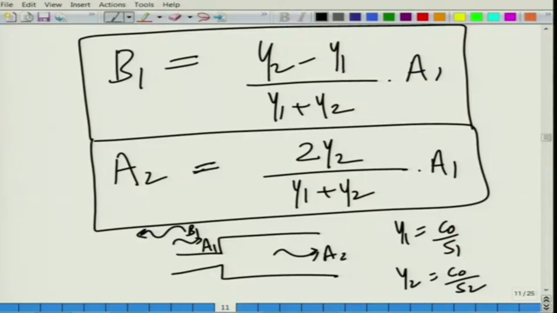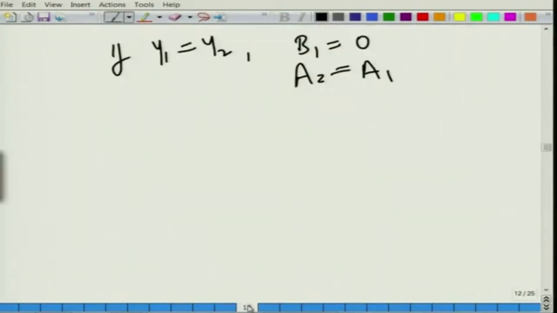So there is a complete reflection of the waves that come in. But these are all extreme cases. What we are interested in is some finite values, basically what happens for practical systems.